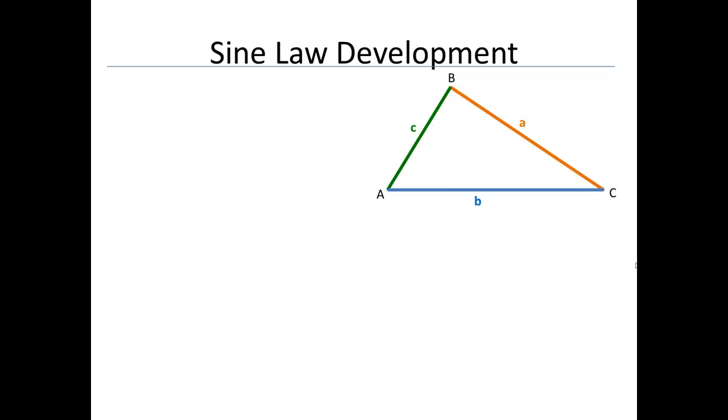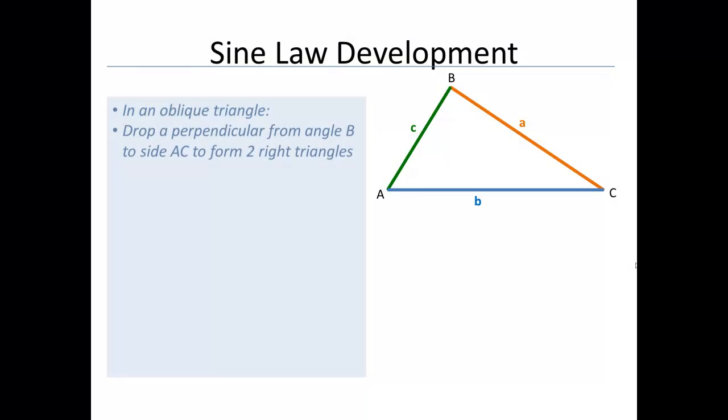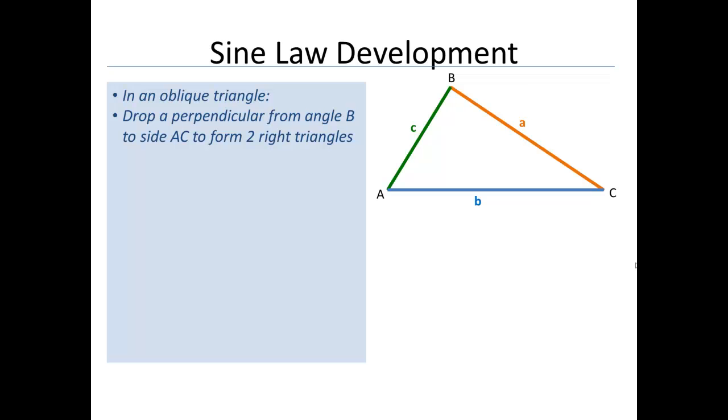So I'm going to do one example of getting some of the ratios from our sine law. What we're going to do is drop a perpendicular from angle B to side AC, or side little b, in my triangle. And when I do that, I wind up creating two right triangles, one on your right and one on your left. Since we know how to deal with right triangles, we can just use basic trig functions and the basic Pythagorean theorem to develop our sine law.